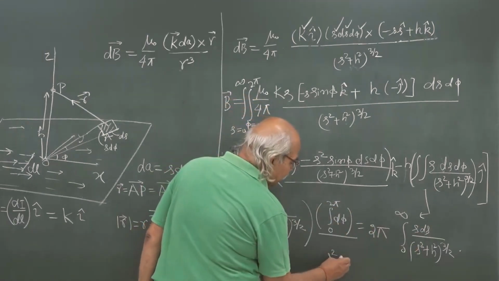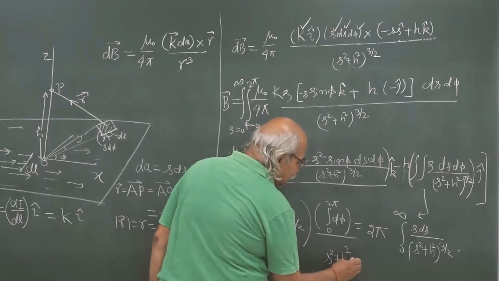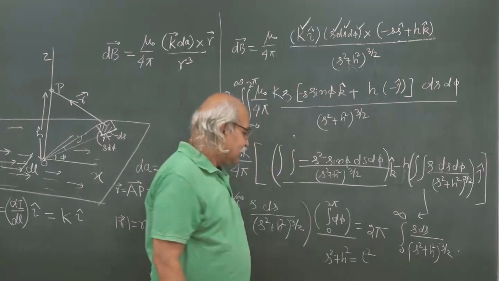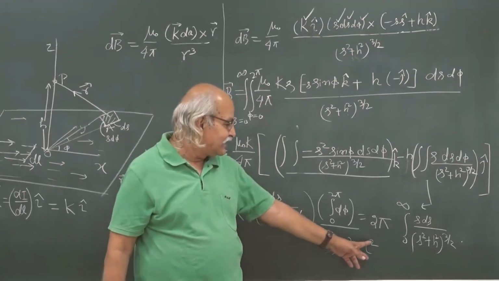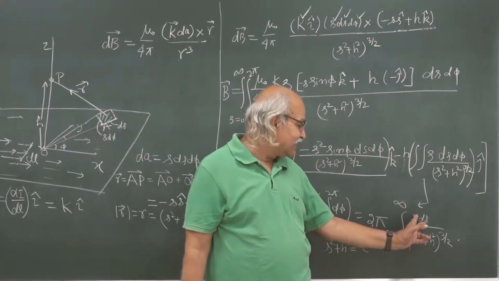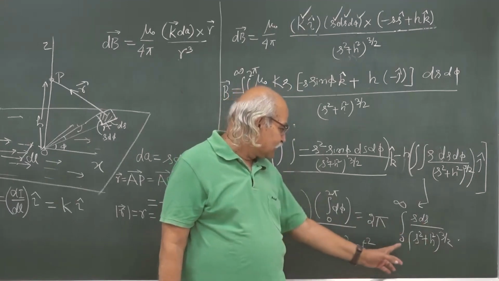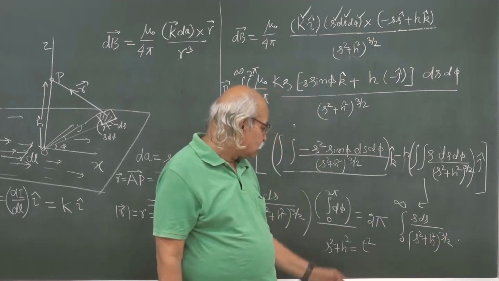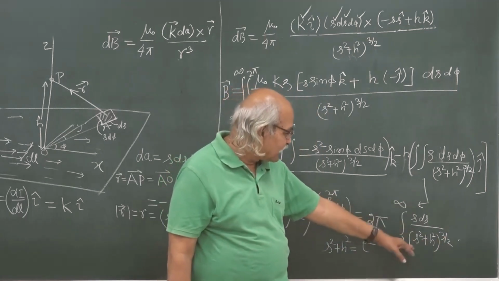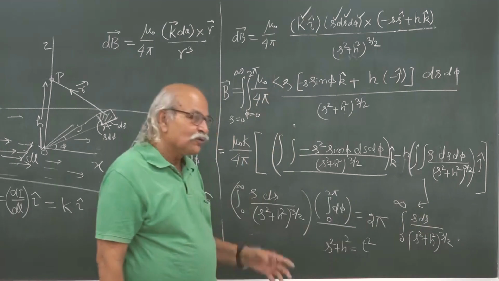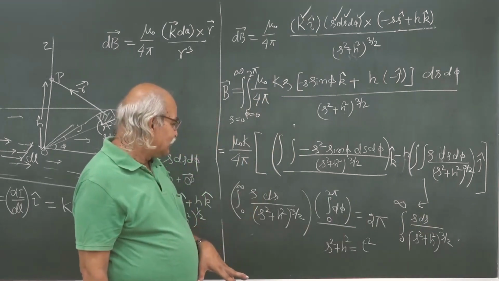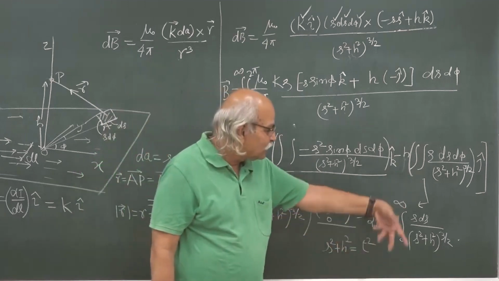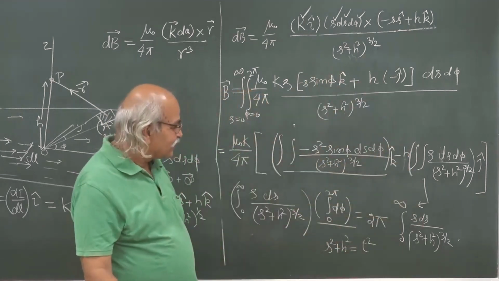Substitution: S square plus H square, you can write as t square, let us say. Then S ds will be t dt, and the denominator will be t cube. So, you will have 1 by t square dt. You know 1 by t square dt is very easy to integrate. So, you can do that, put the values and do the rest of the algebra.